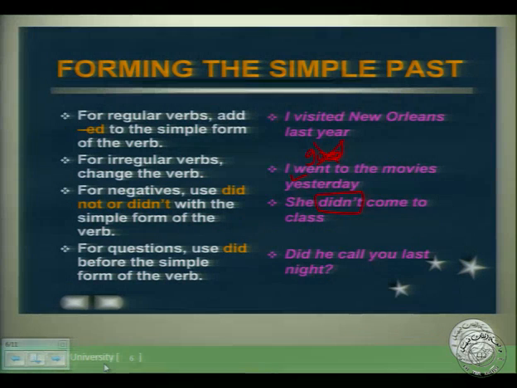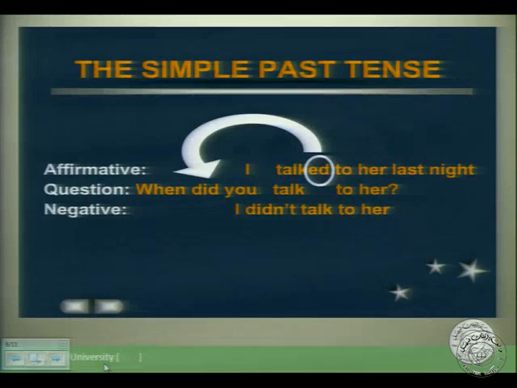How do we make a question? We add did in the beginning. Did he call you last night? We have did, capital D, before the sentence, and then a question mark. Did he call you last night? Did he pray? Did he study? Did she sleep? Etc.